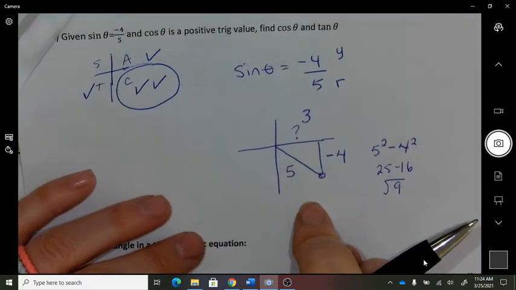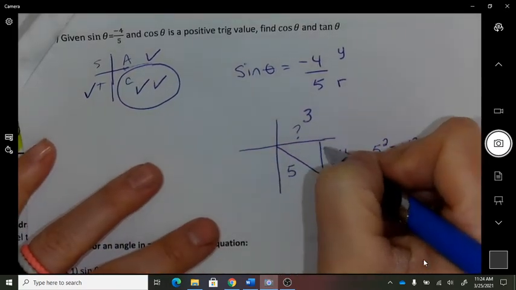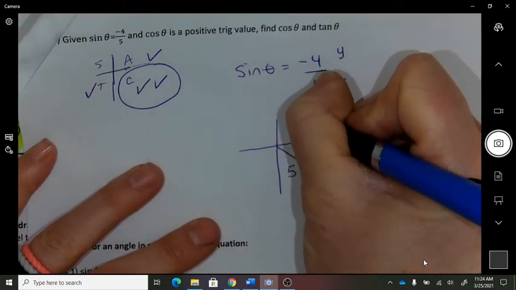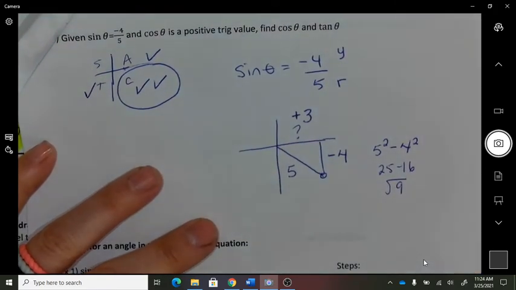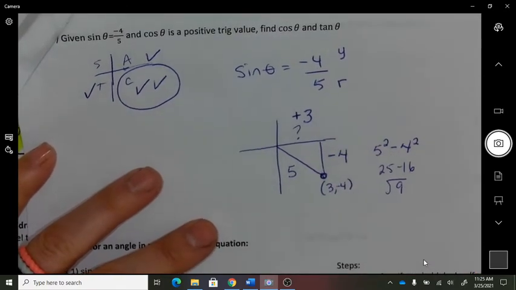Okay, at this point, you have to decide about your location. As an x value, is this 3 positive or negative? So it's positive because it's headed to the right. So in other words, this coordinate is 3, negative 4, right?